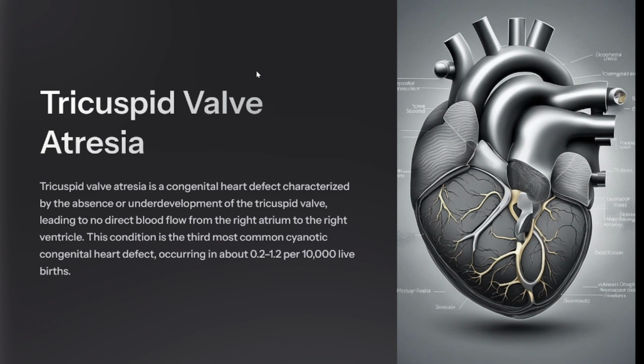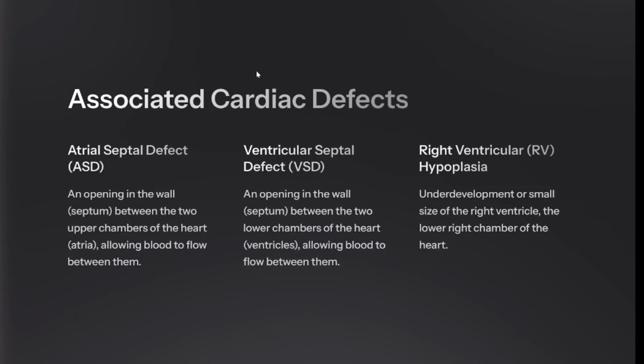Epidemiology: it occurs in about 0.2–1.2 per 1,000 live births and is the third most common cyanotic congenital heart defect, CHD. Associated cardiac defects: atrial septal defect, ASD, ventricular septal defect, VSD, right ventricular, RV, hypoplasia, possible pulmonary outflow obstruction, aortic stenosis, or coarctation. Pathophysiology: blood from the RA bypasses the atretic tricuspid valve via an ASD, mixing with oxygenated blood in the left atrium and leading to systemic cyanosis. The VSD allows for some blood flow into the hypoplastic RV and then to the lungs.